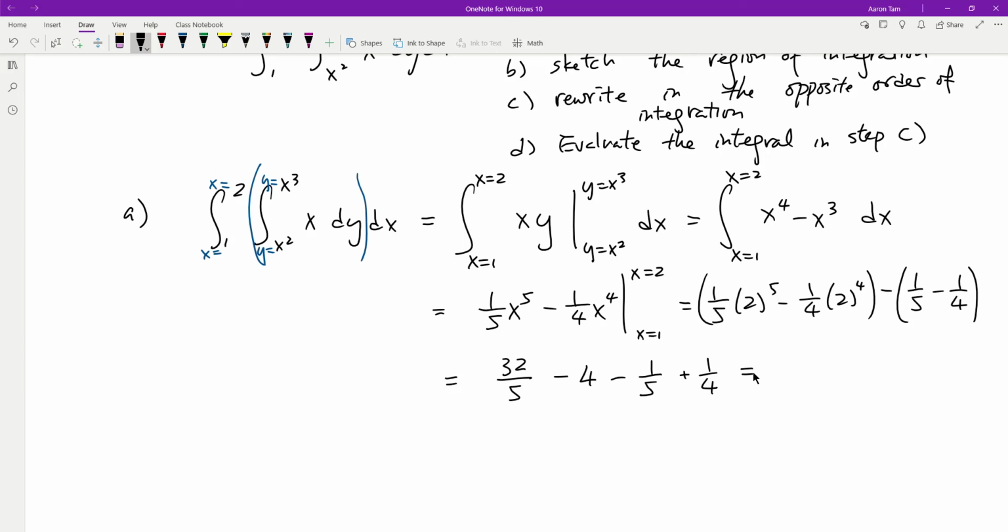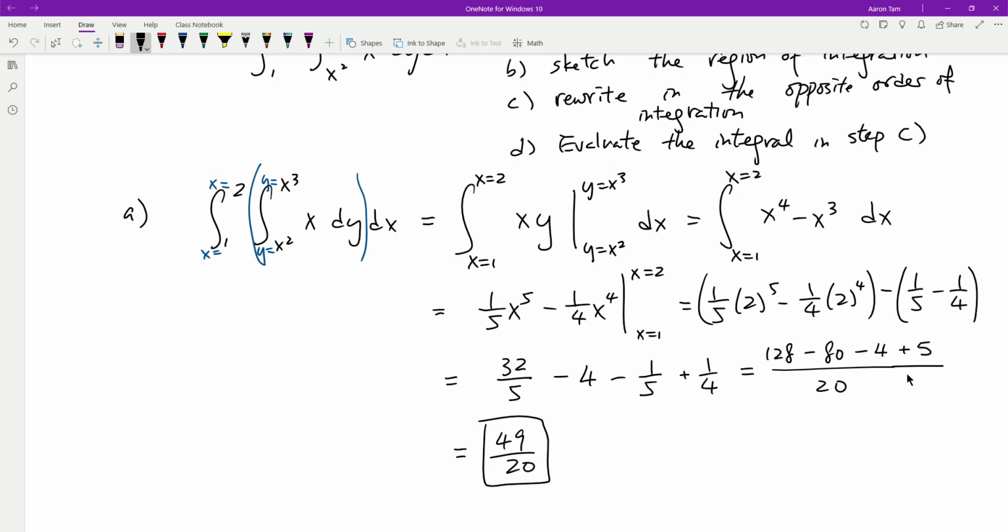So that would come out to be, let's see, it looks like the common denominator is 20. So that's times 4, which is 128, minus 80, minus 4, plus 5. So it seems to me that would be 48 minus 4 is 44, plus 5 is 49. So it seems to me that the answer is 49 over 20. Hopefully I didn't make a mistake.